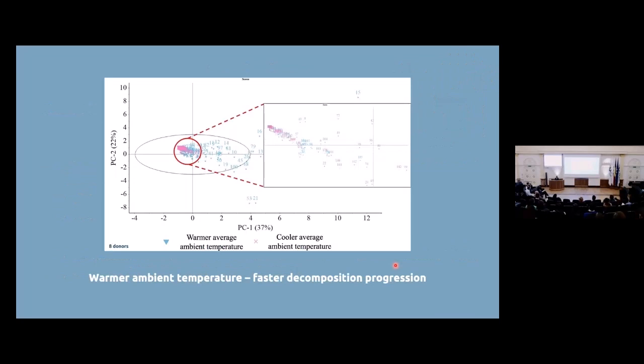Again, we did some PCAs, and here is a PCA of all of our 8 donors. As you can see, the donors decomposing at cooler ambient temperatures were tightly clustered, while there was a great deal of variability along all of our principal components for those decomposing at warmer temperatures. And this was consistent with the fact that the donors decomposing at warmer temperatures progressed a lot more rapidly, and we also did detect a lot more VOCs at warmer temperatures. And this is again consistent with what has been reported previously.